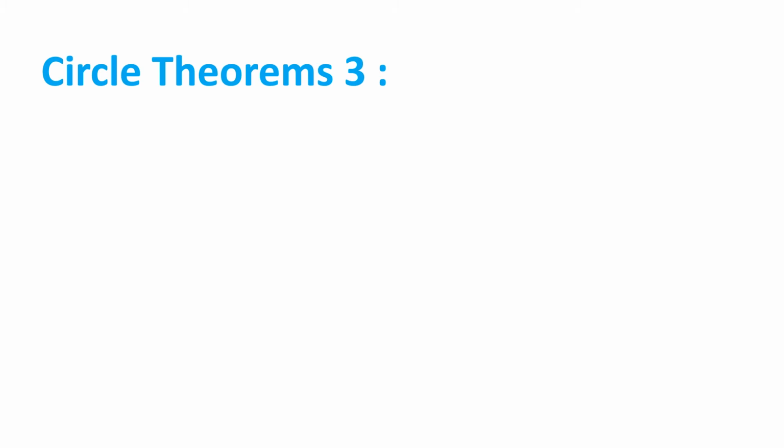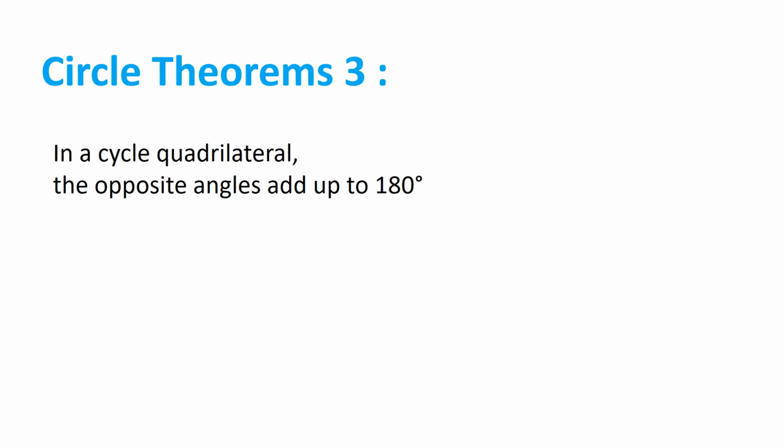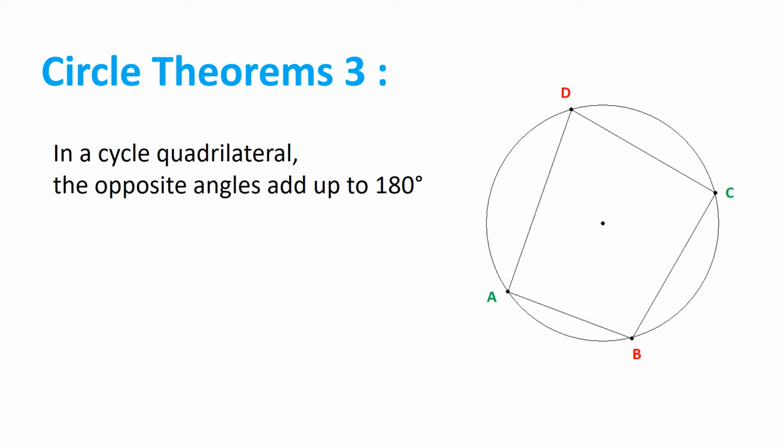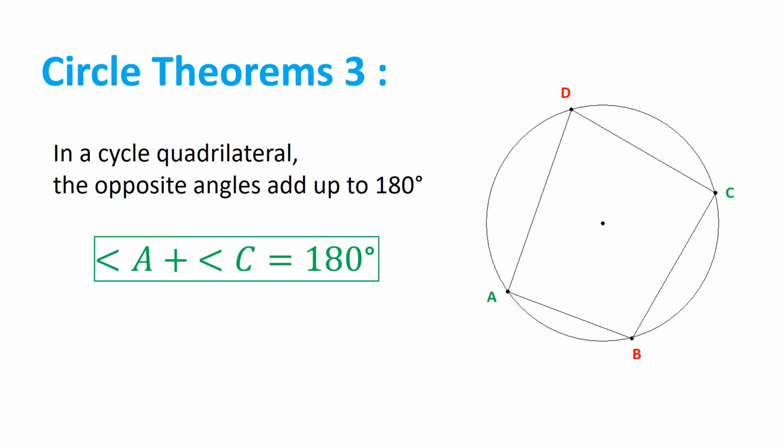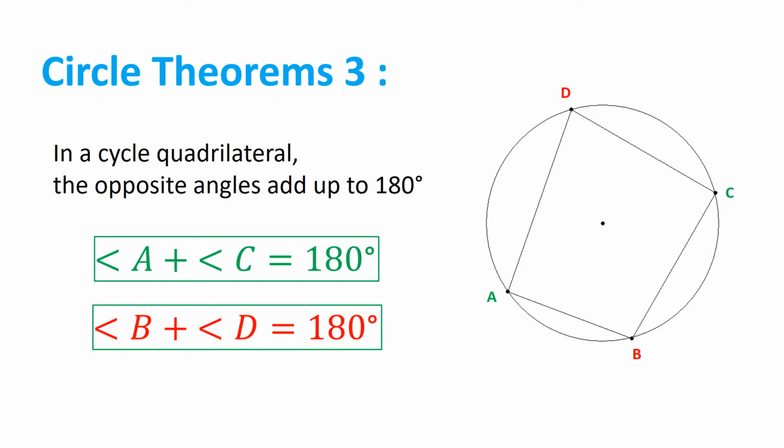Circle theorem 3. In a cyclic quadrilateral, the opposite angles add up to 180 degree. Angle A plus angle C equal 180 degree. Angle B plus angle D equal 180 degree.